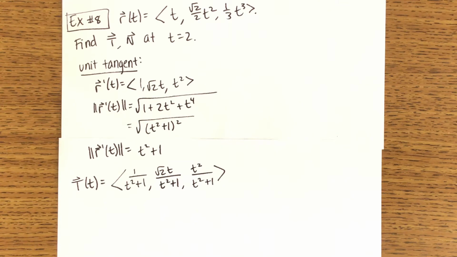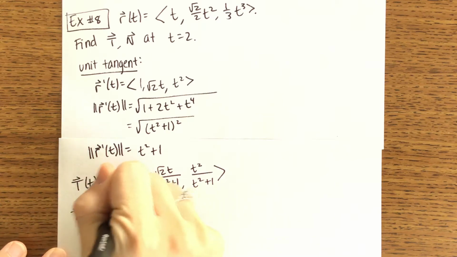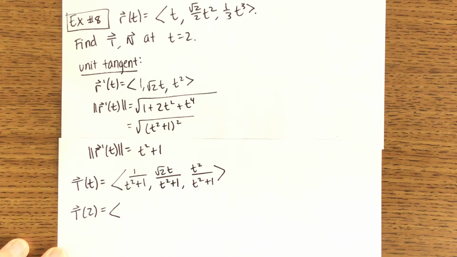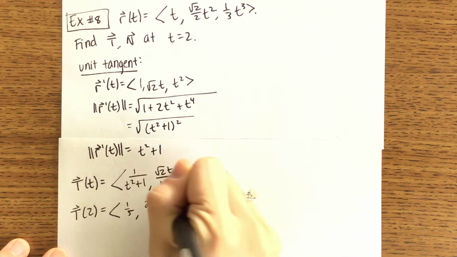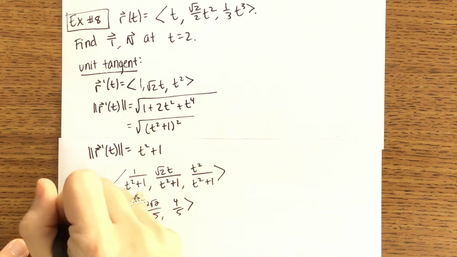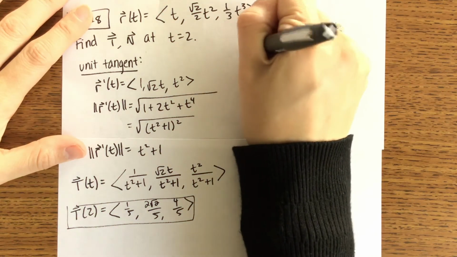I, though, asked you for the unit tangent vector at t equals 2. So you're going to plug in 2. When you do, you get 1/5, 2 root 2 over 5, and 4/5. Okay, questions on that one before we do unit normal? Okay, unit normal vector then.